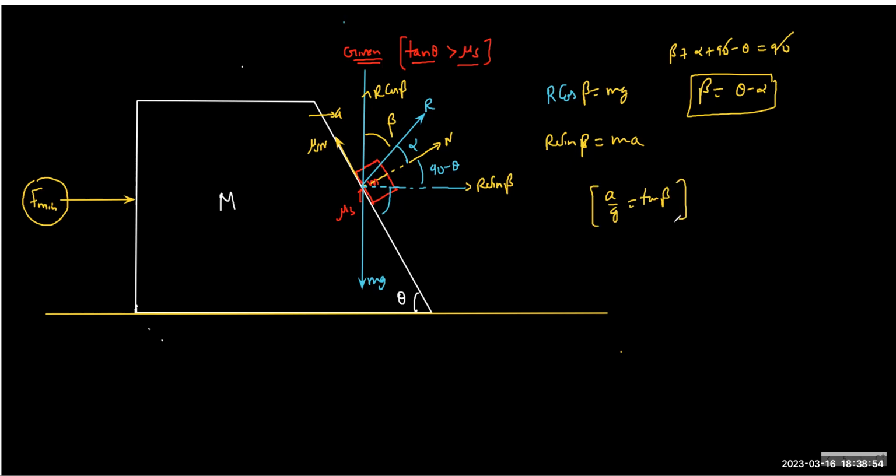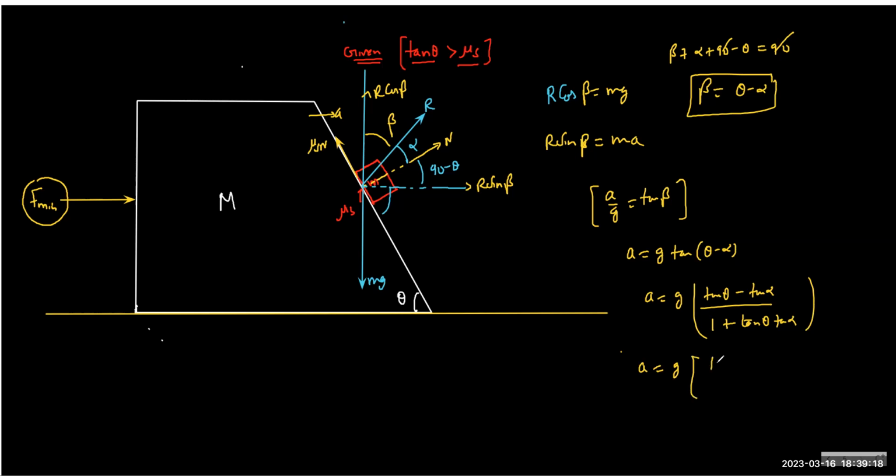And we have done this question a long time back, without friction. The tan theta equals A by G, right? We used to solve it. So A is G tan beta, which is tan of theta minus alpha. We are done, right? Tan theta is tan theta, but tan alpha is mu s.